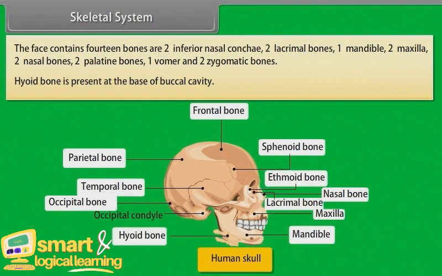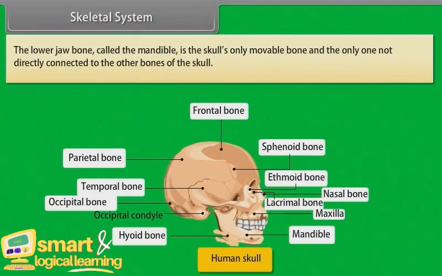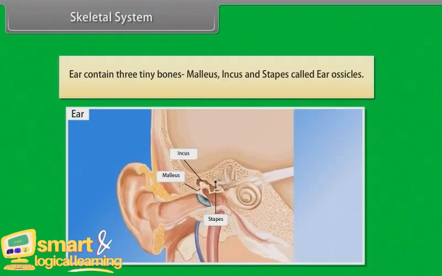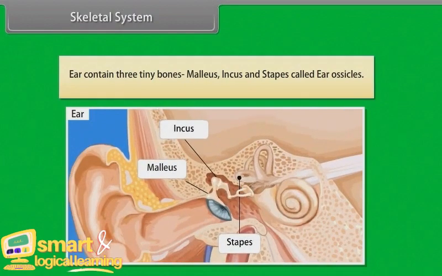The hyoid bone is present at the base of the buccal cavity. The lower jawbone, called the mandible, is the skull's only movable bone, and the only one not directly connected to the other bones of the skull. The ear contains 3 tiny bones, malleus, incus, and stapes, called ear ossicles.